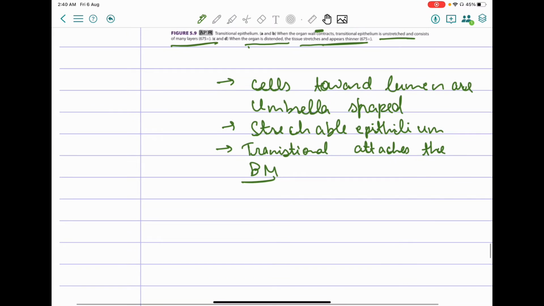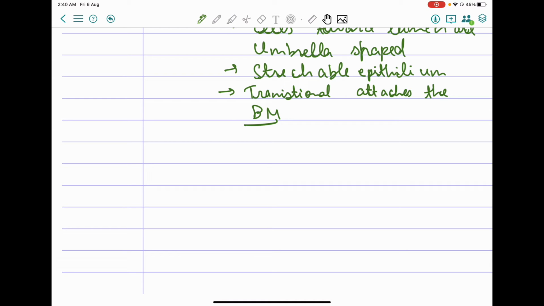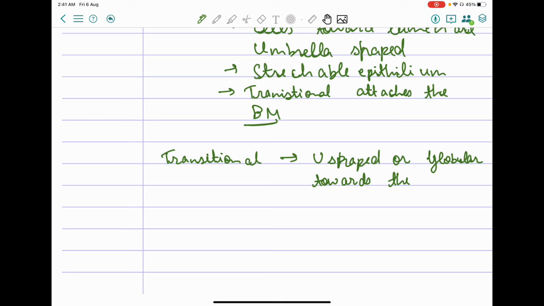So let's take the difference again. Let's revise it: the difference between transitional epithelium, stratified squamous epithelium, and pseudostratified epithelium. In transitional, cells towards the lumen are umbrella shaped, or you can say globular, towards the surface.